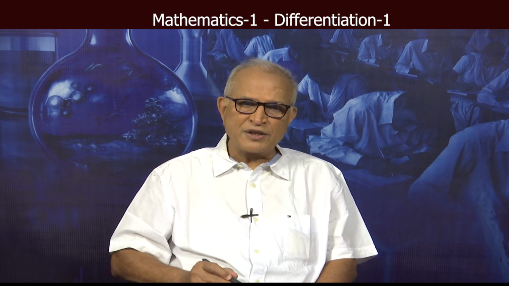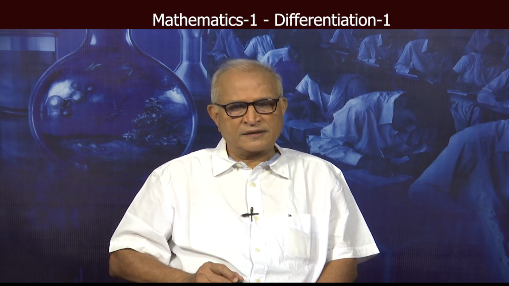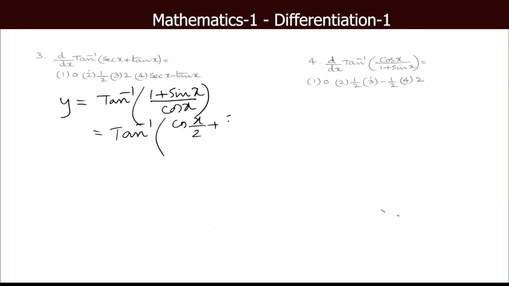So, now you have a case to cancel this cos x by 2 plus sin x by 2 from the numerator and denominator. So, what remains after cancelling cos x by 2 plus sin x by 2 from 1 plus sin x and cos x? It is cos x by 2 plus sin x by 2 by cos x by 2 minus sin x by 2. I hope I am clear. Or this is arc tan.